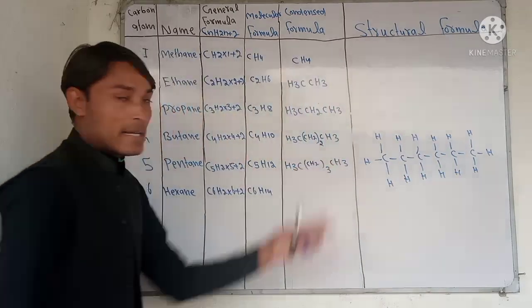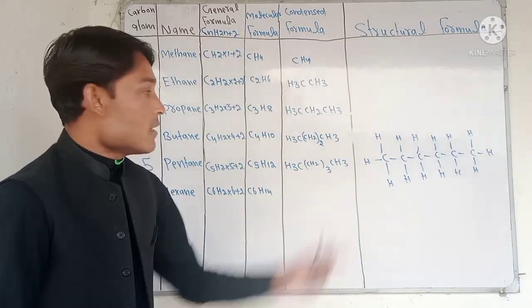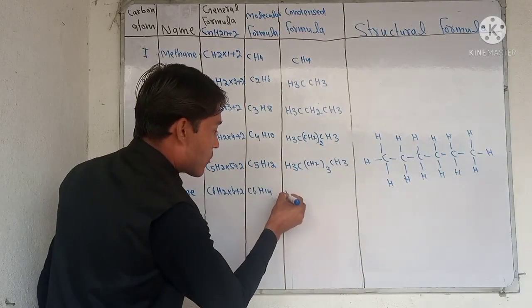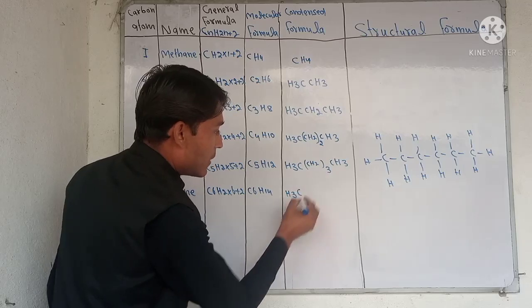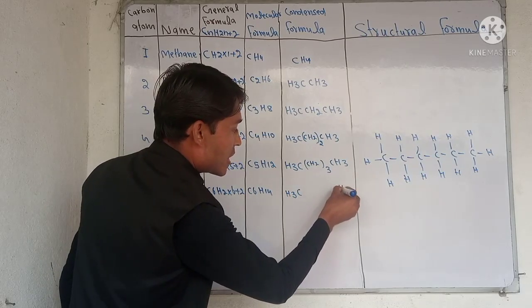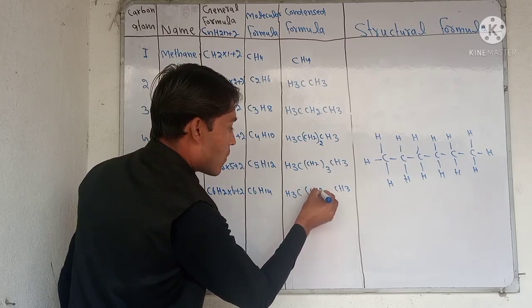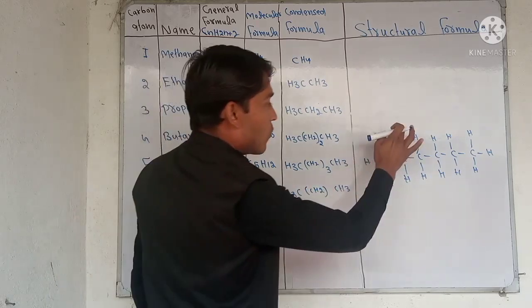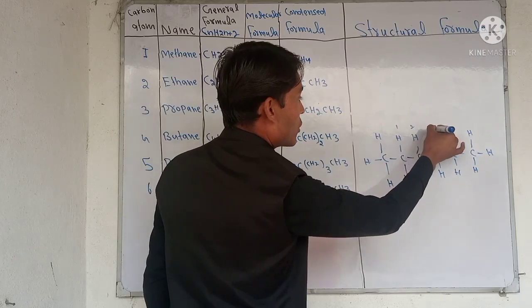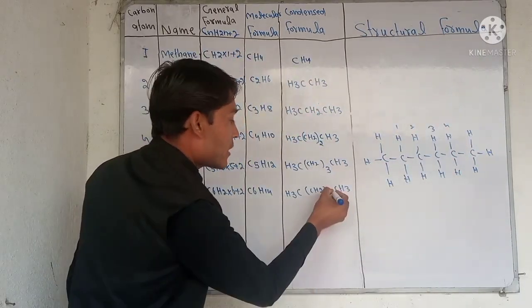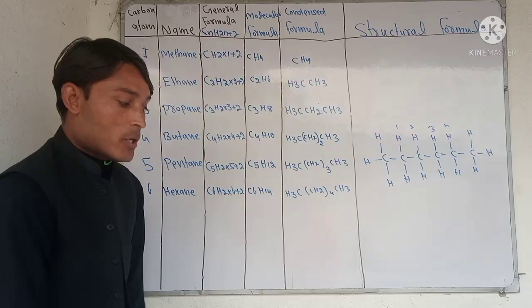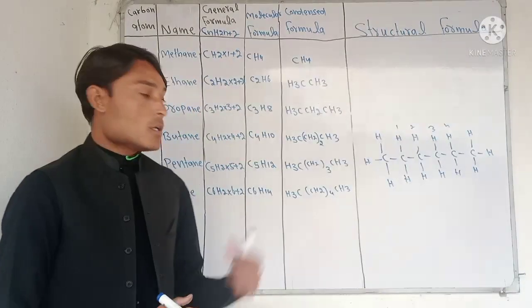Now if you want to write the condensed formula, you can write it very easily. First of all you have to write H3C, and always write CH3 first, then write CH2. Now how many are there in the middle? 1, 2, 3, 4. So you can write 4 outside.